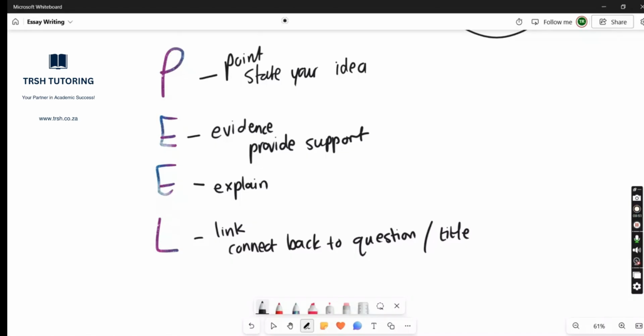Okay, already we discussed the point. We said sports improve learners' health. Evidence, because regular exercise strengthens muscles and improves fitness. That's already linking back to the title. So already we used the PEEL method for that specific sentence. So this is what we need to talk about, okay?